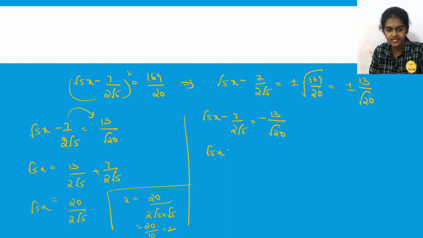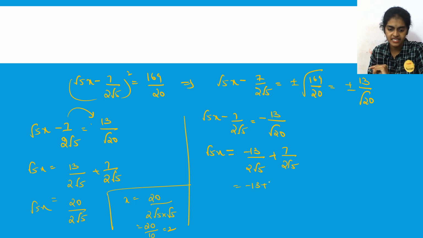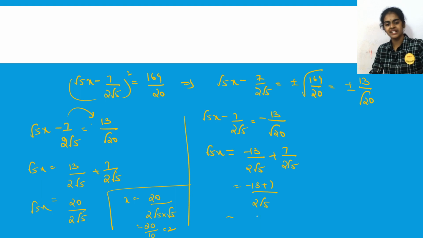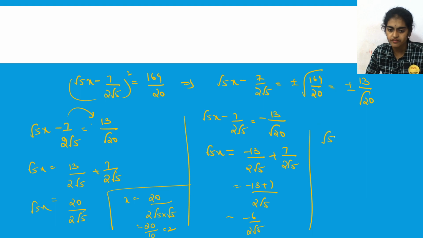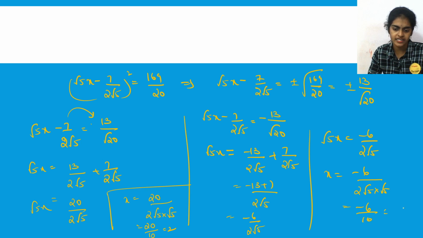So you will have root 5x is equal to minus 13 by 2 root 5. Root 20 I can write as 2 root 5, and plus 7 by 2 root 5. So minus 13 plus 7 by 2 root 5. So minus 13 plus 7 is how much? Minus 13 plus 7 you have minus 6 by 2 root 5, and this is root 5x is minus 6 by 2 root 5. So what is x? X is minus 6 by 2 root 5 into root 5. So I can take it as minus 6 by 10, or it is nothing but minus 3 by 5. So x value you are getting as 2 and minus 3 by 5.